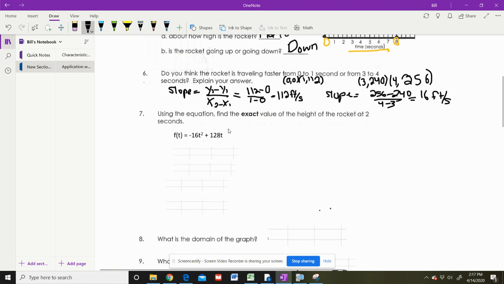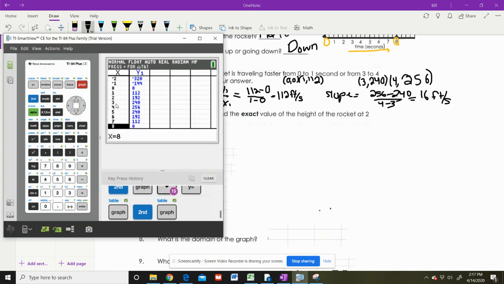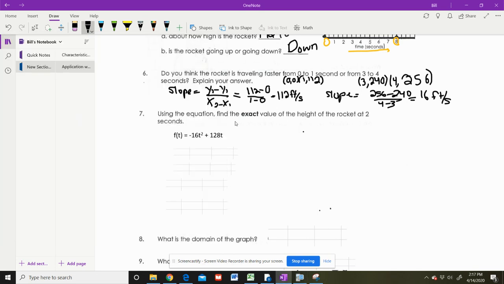On the next one, again, on the regions, they might ask you to figure this out algebraically instead of using a graphing calculator. So using the equation, find the exact value of the height of the rocket at 2 seconds. We already know when we pulled up our graphing calculator that we're going to be at 192 feet at that point. But this is just asking you to now do function notation, right?